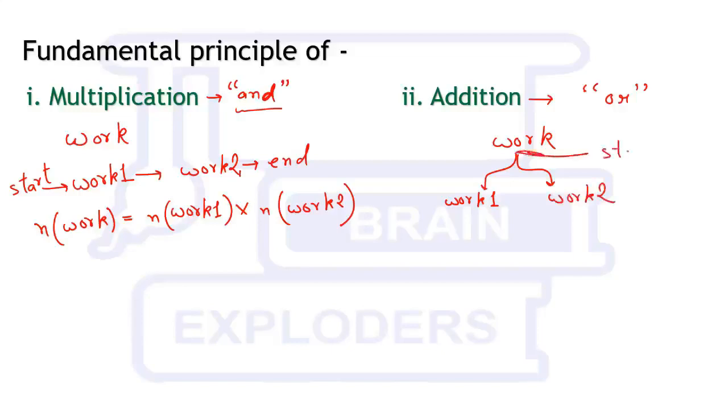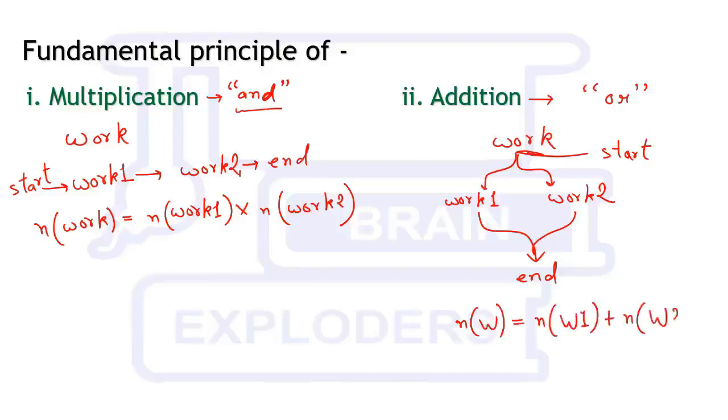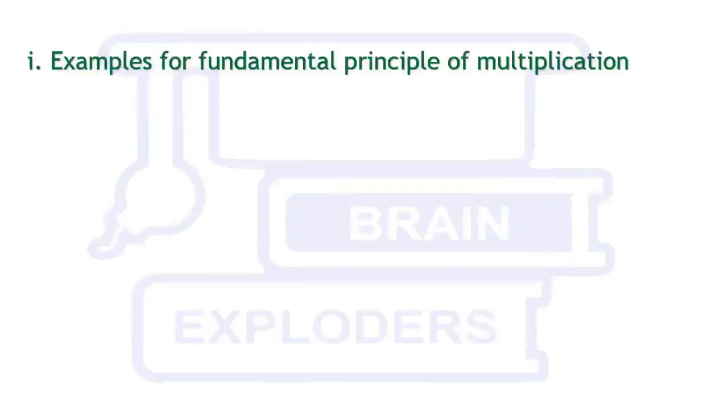After doing either work 1 or work 2, the work is finished. So in such problems, the total number of ways in which the work can be done is equal to the number of ways in which work 1 can be done plus the number of ways in which work 2 can be done. Now let's understand these with the help of examples.